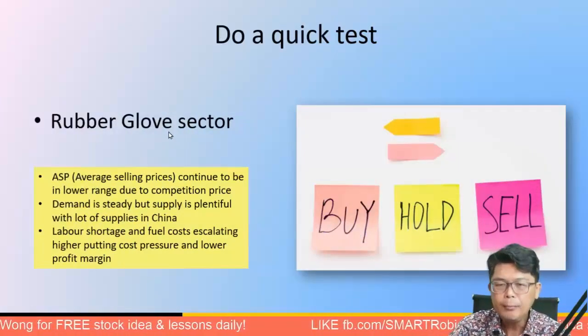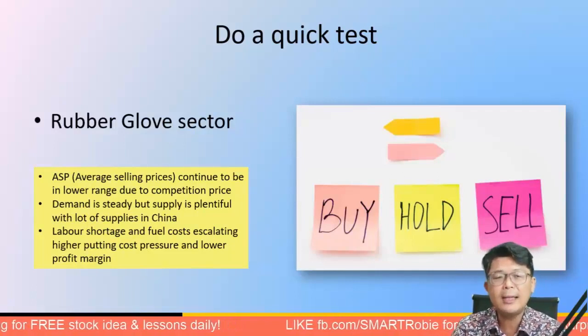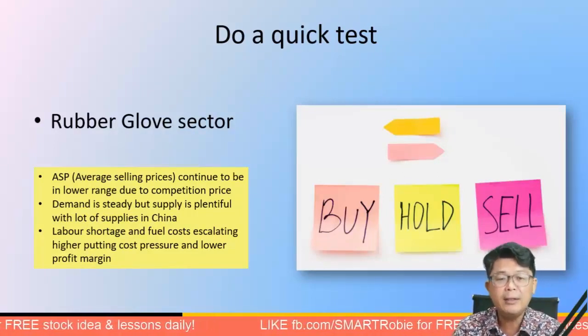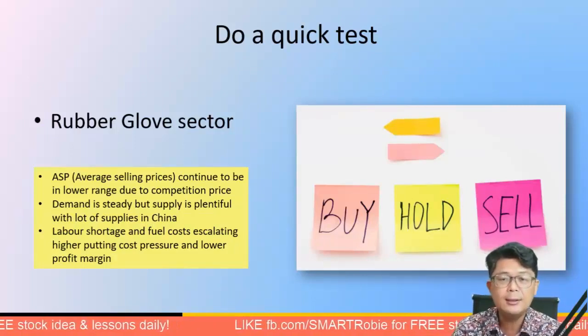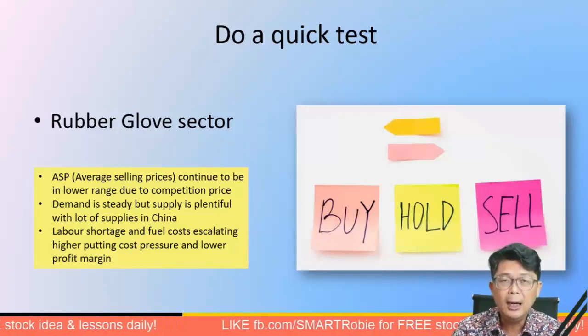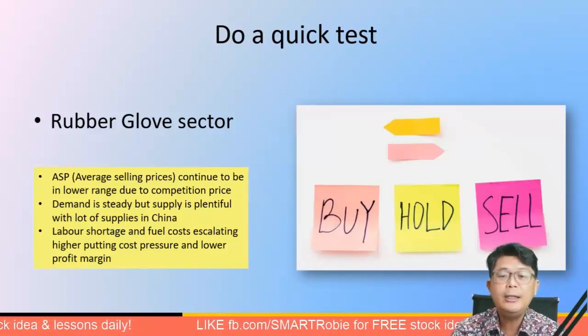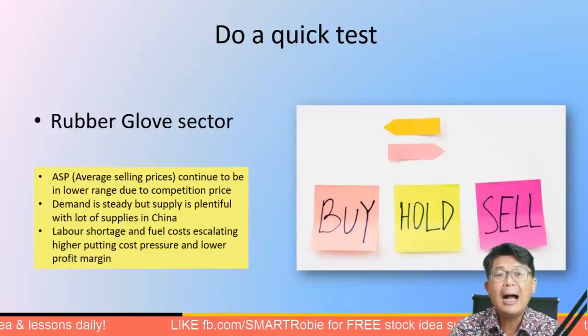All right. Now let's take a look at the next one, where we'll be talking about rubber glove sectors. Rubber glove sectors usually look at the average selling price. Now we all know the average selling price continued to be lower. This is due to competition prices, as we see many competitor rubber makers coming into the industry. That has brought down a lot of this, supply higher, right?